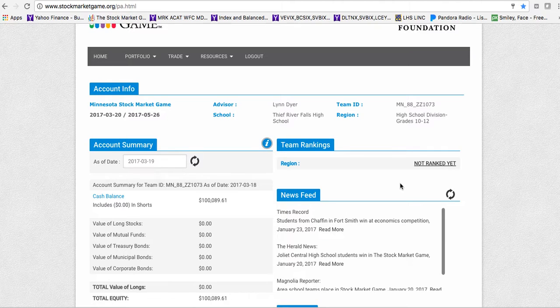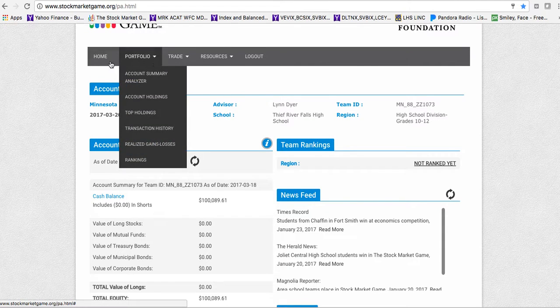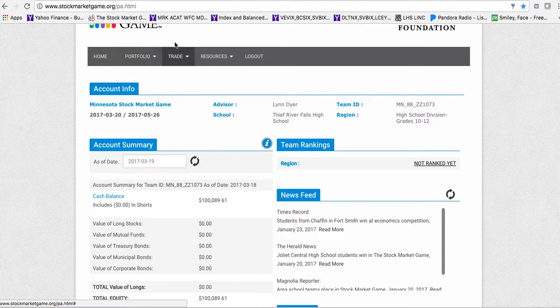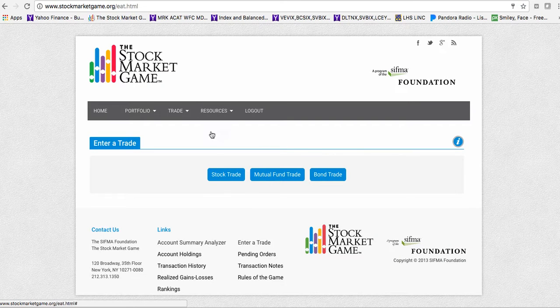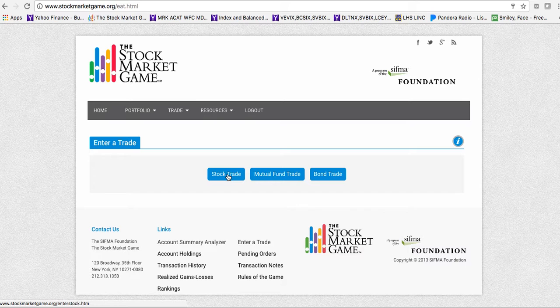When you start the game to make your purchase, if you go up to these little bars across the top here, you'll see that here's the home button under the portfolio. I'll get into this in more detail with you once we've started the game and you've actually made some purchases. The trade button is the one I want you to understand today. If I'm going to make a purchase today, I'm going to go to enter a trade. When I click enter a trade, I have to decide if it's a stock trade or a mutual fund. Let's say that we found a stock that we wanted to buy. I'm going to click stock trade.